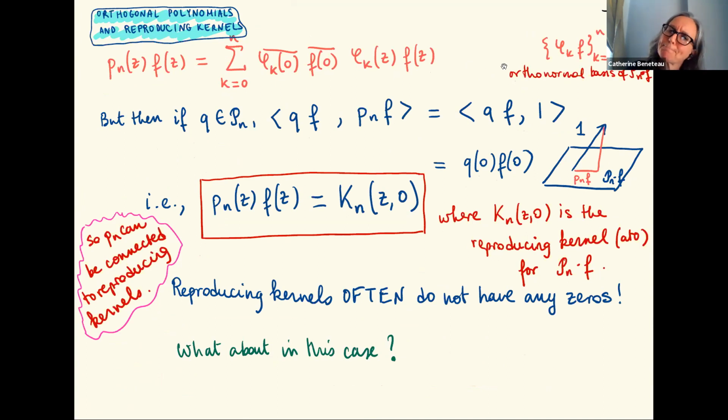So what happens if I take a polynomial q of degree at most n, and I multiply it by f, and I take the inner product of that with p and f?